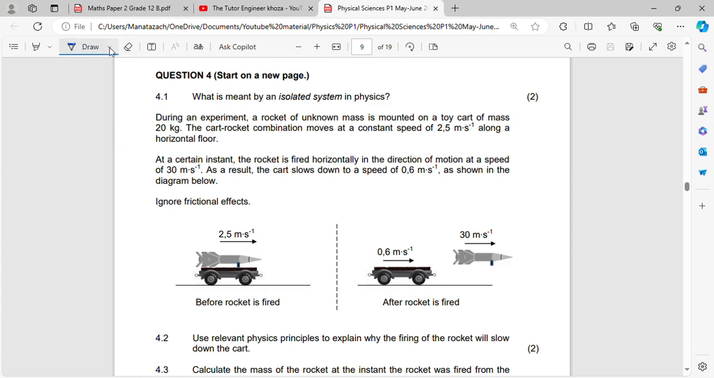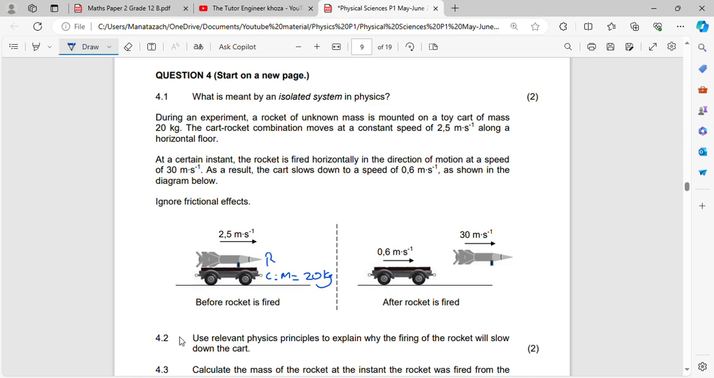So let's just pause a bit. So we have the cart, we have the rocket, they are moving at this speed. We're given the mass of the cart, that's 20 grams. They're moving together at a speed of 2.5 meters per second, and then they separate finally as the bullet moves at a speed of 30 meters per second. The cart is going to slow down to 0.6 meters per second.